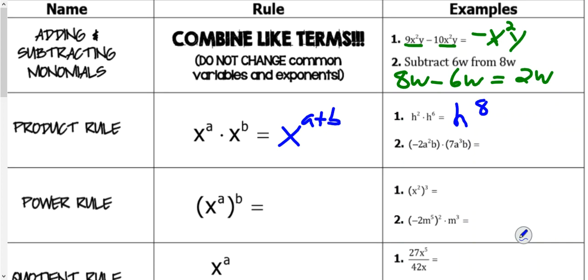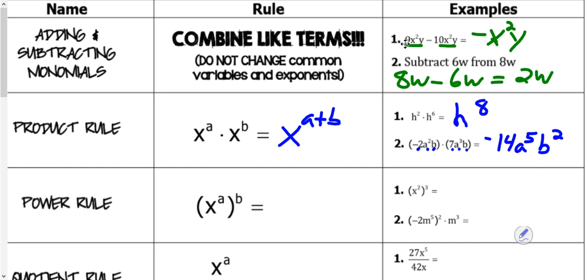For the second example, we have the negative 2 and the 7 multiplied. Those are like terms, so that would become negative 14. We have the a squared and a to the 3rd. 2 plus 3 would be a to the 5th. And then we have b times b. That would be 1 plus 1, so that would be b squared.